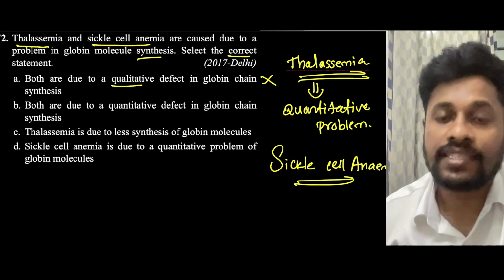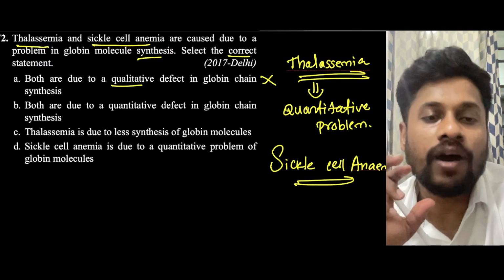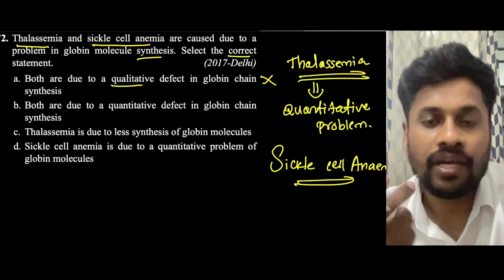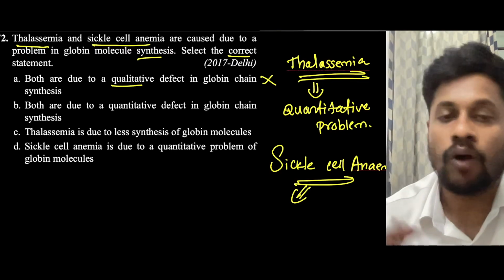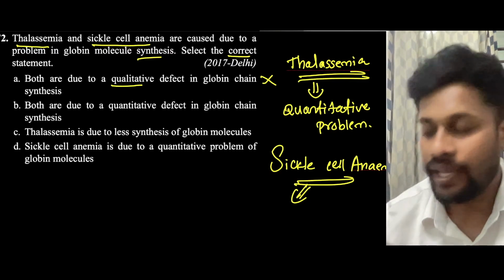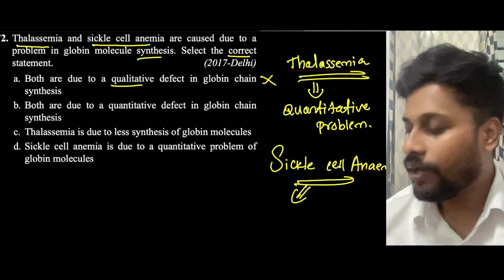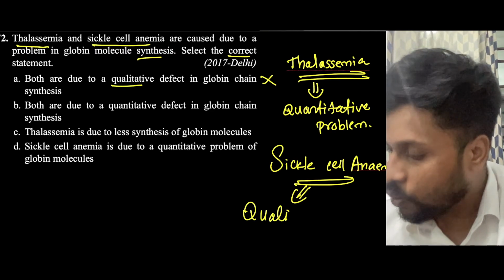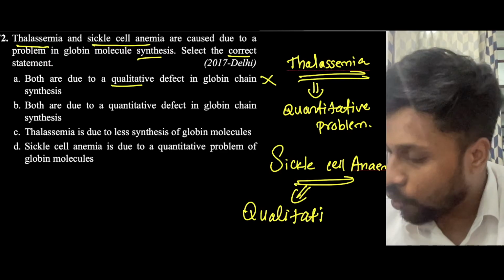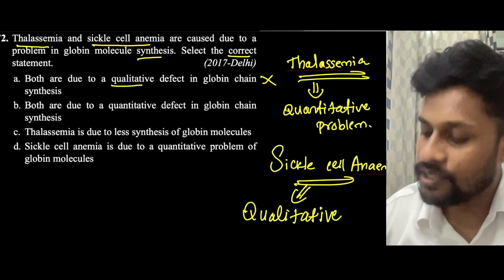You know, normal biconcave RBC changed into sickle shape, which means quality affected. There is no problem in quantity. Quantity remains the same, but quality got affected. So it is a qualitative problem. So what will be the answer?